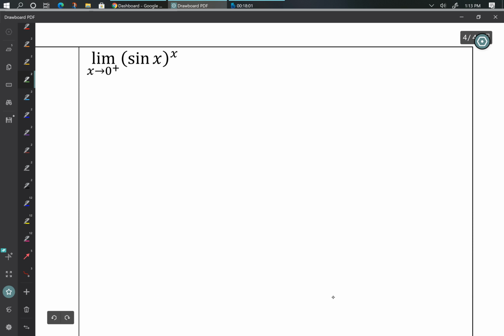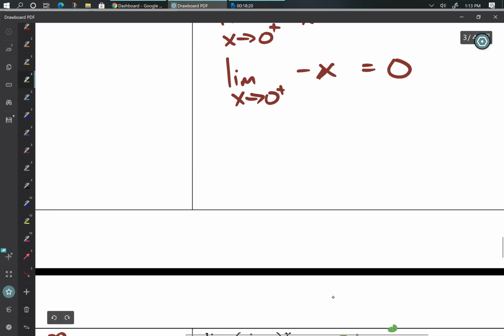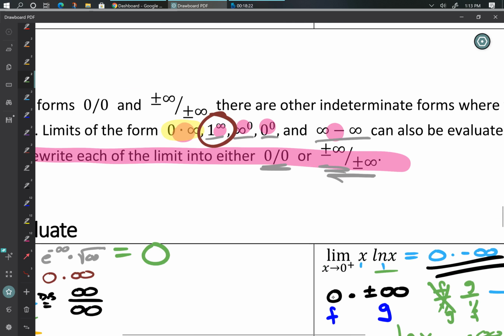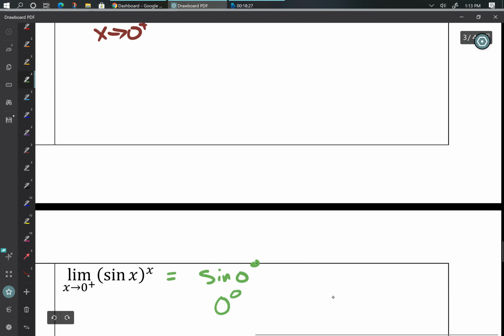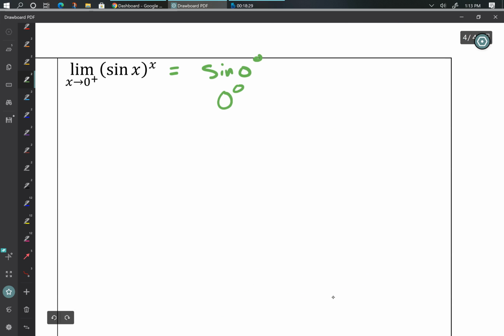Well, before we do anything, we're going to do direct substitution and see what happens. When we do direct substitution, we get the sine of 0 to the 0. What is the sine of 0? Well, the sine of 0 is 0, so we have 0 raised to the 0 power. Is 0 to the 0 power one of the ones that we should be looking at? And it is. 0 to the 0 power should be something that we can rewrite using L'Hopital's rule.